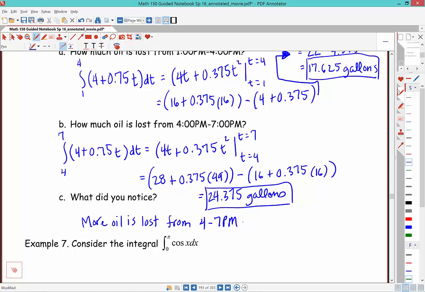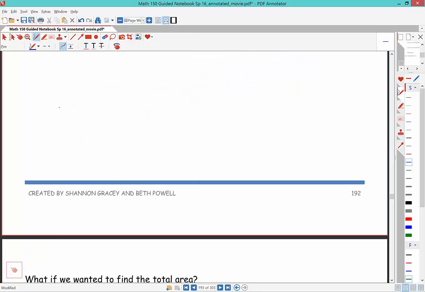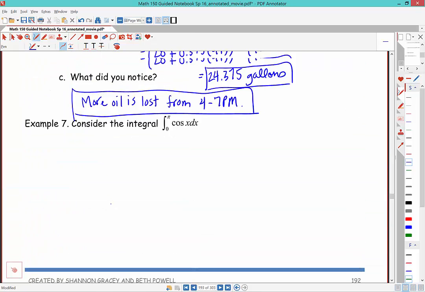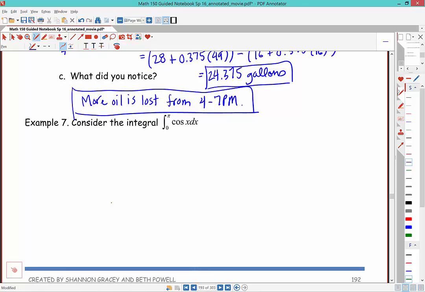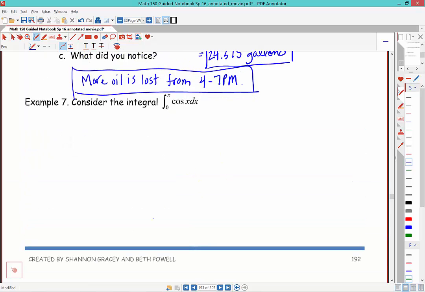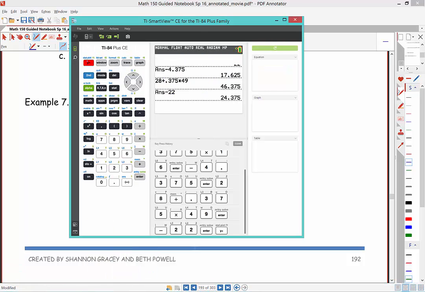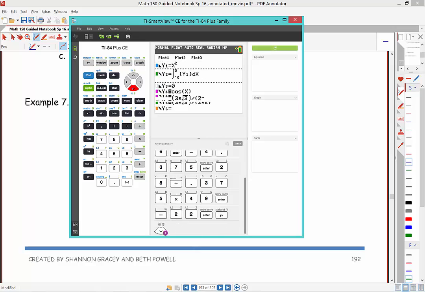Okay, so now let's take a look at this integral from 0 to pi of cosine of x dx, right? And what if we wanted to figure out the total area? So let's take a look at a picture of it. Let's go to our y equals. I'll clear this guy, and we're doing cosine of x.